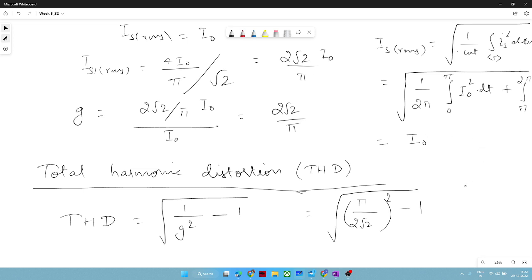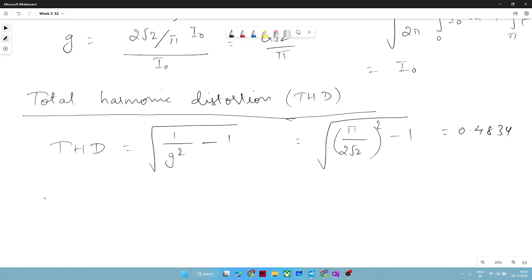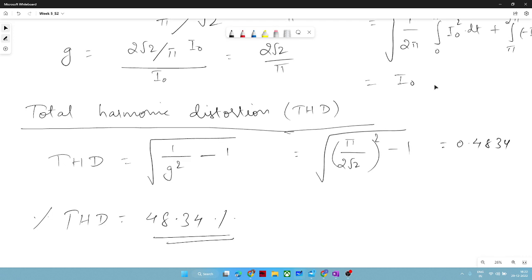So it is 0.4834. If the ratio is written in percentage, we can write the percentage THD as 48.34%, and that is really high. So your source current would be distorted by almost 50%, and that is not a good thing. And there are some ways to reduce this kind of distortion.